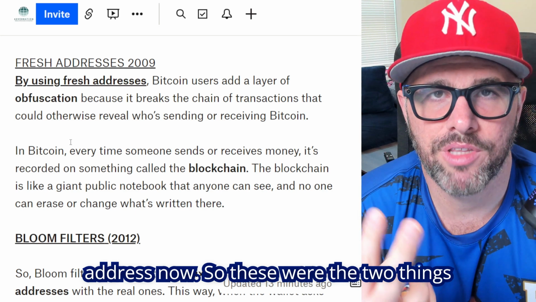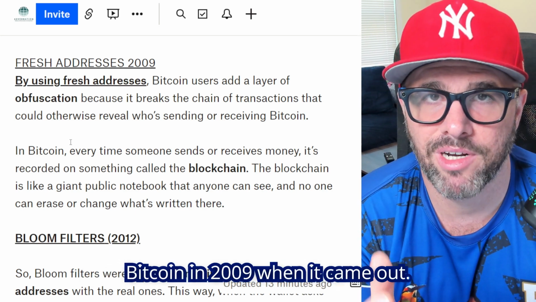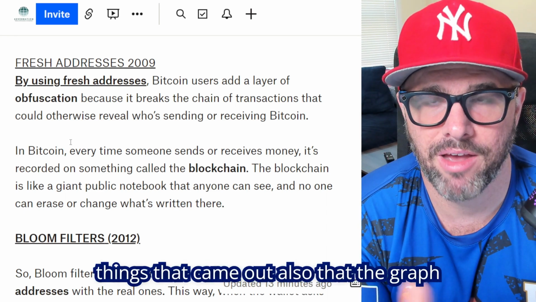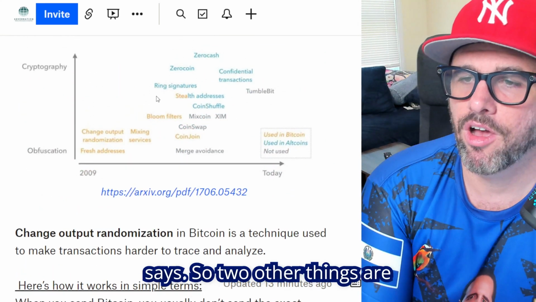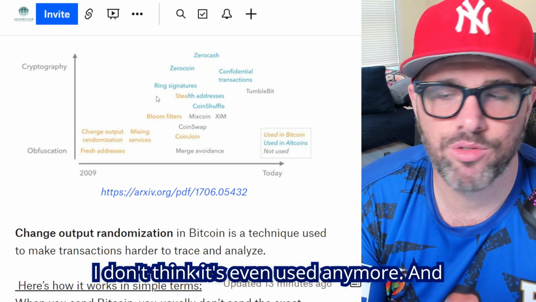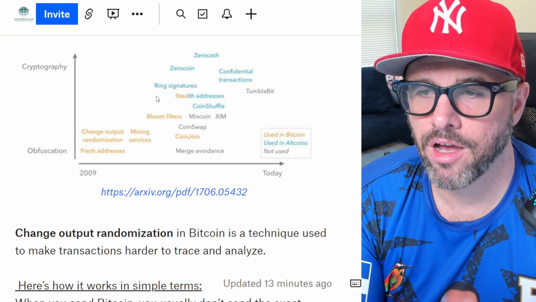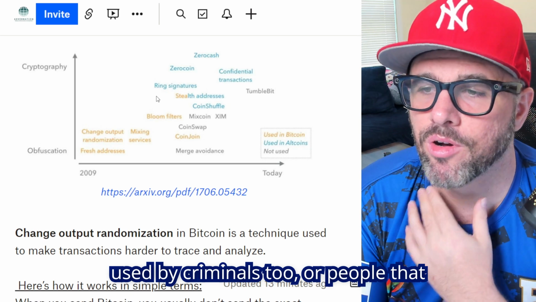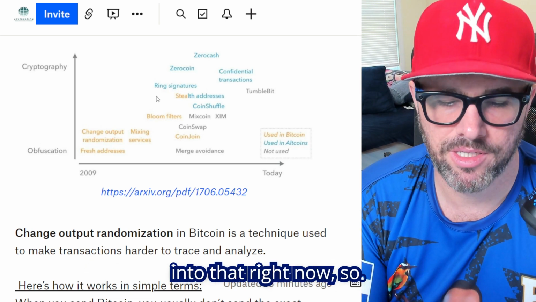So these were the two obfuscation things used in Bitcoin in 2009 when it came out. Then, as time evolved, there were other things that came out also that the graph says. Two other things are Bloom filters, which I had no idea what it was, and I don't think it's even used anymore, and mixing services. Mixing services are used, but they could be used by criminals too, or people that just want to hide where they're sending the money to. So we're gonna just jump into that right now.